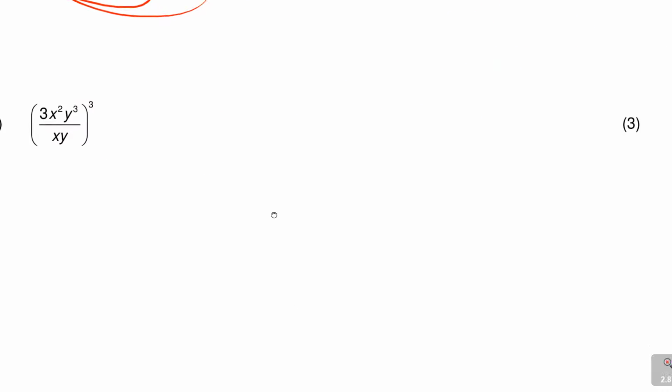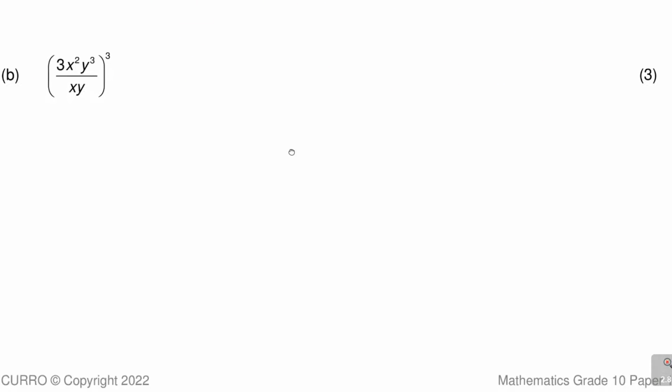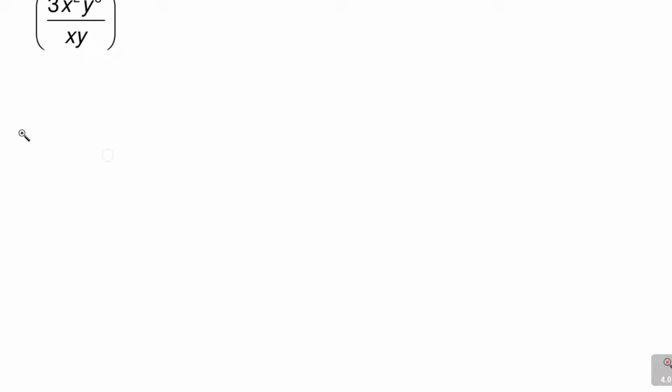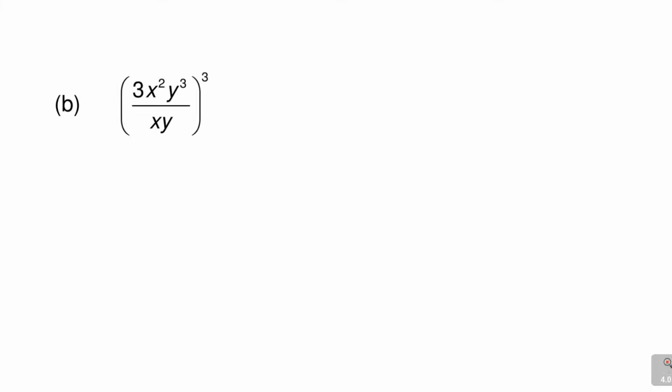B, this was how many marks? 2 marks. B is 3 marks, or maybe there is a bit of working here. Come on, this is not difficult. They gave it 3 marks, but look, this is not difficult. This 3, that is an exponent, is affecting all of them.